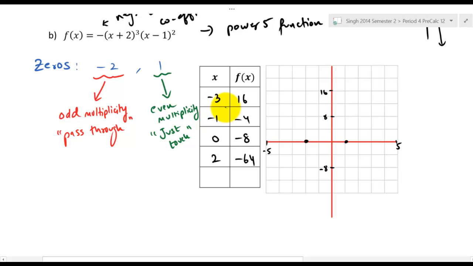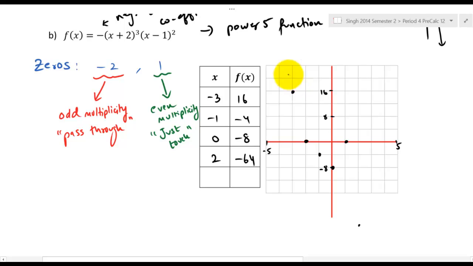I have a point at -3, 16. I picked my scale, a scale factor of 4, so -3, 16 will be a point up here, -1, -4 will be a point down here, 0, -8 will be a point down here, and 2, -64, will be a point all the way off the chart. So I'm just going to pick a point all the way out here, just so that I know that that's where I'm going to be ending up.